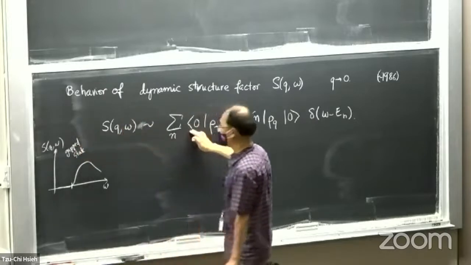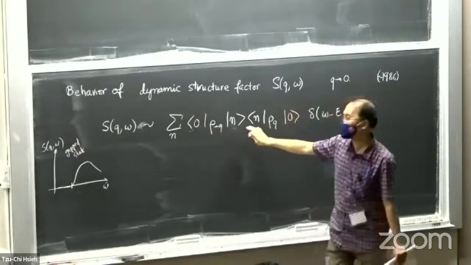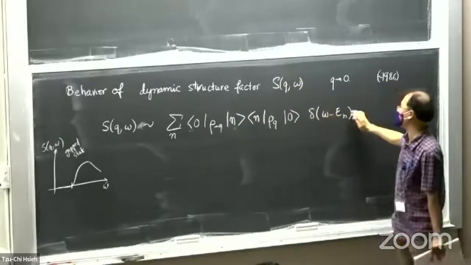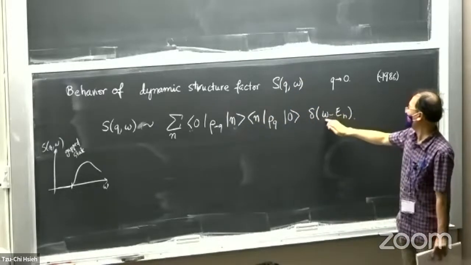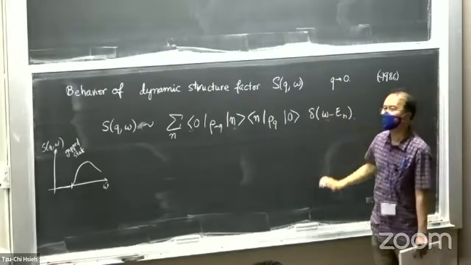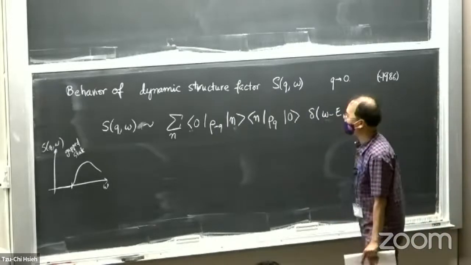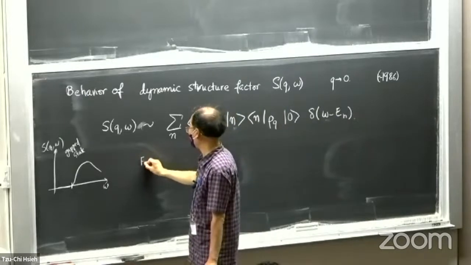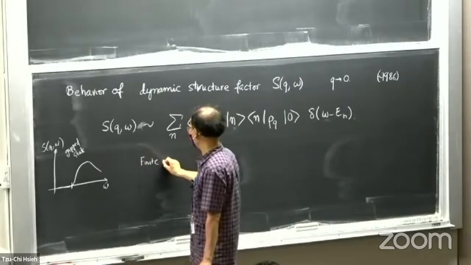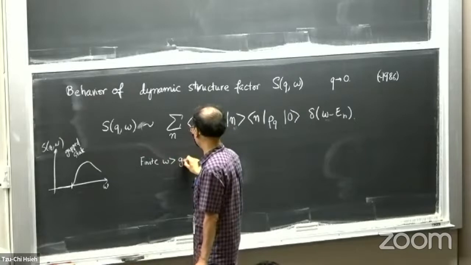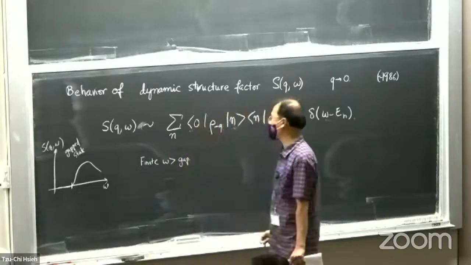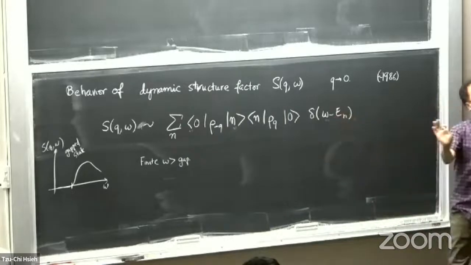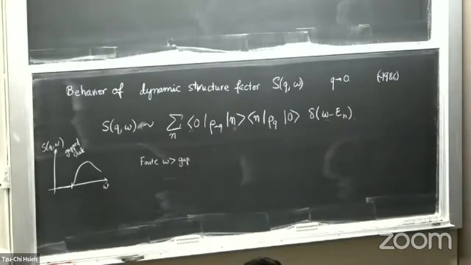the ground state is separated from the excited state by a certain energy gap, and so the first contribution always comes at finite omega. So that's why in a gap state we are interested in finite omega that is larger than the gap. There's no information in the lower frequency regime.